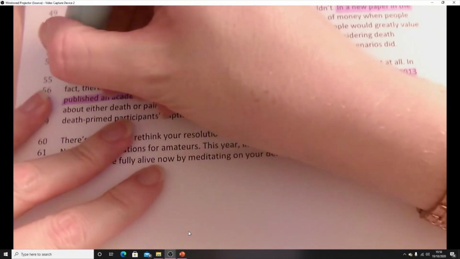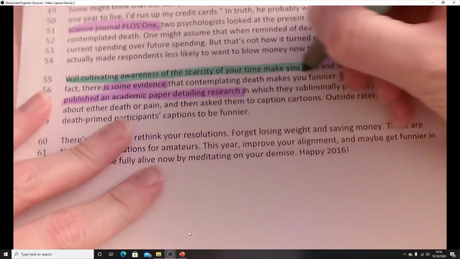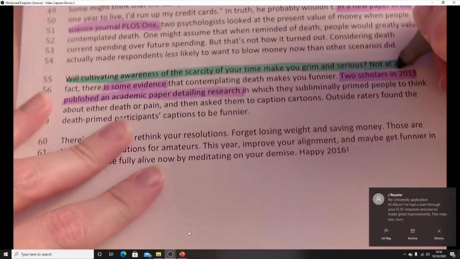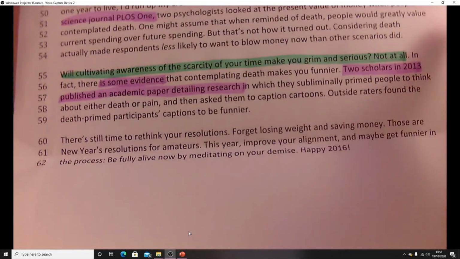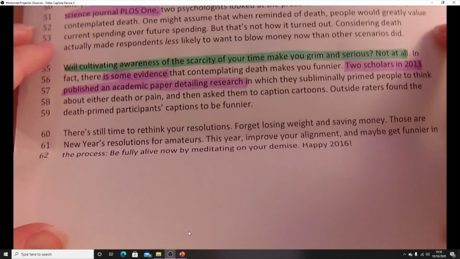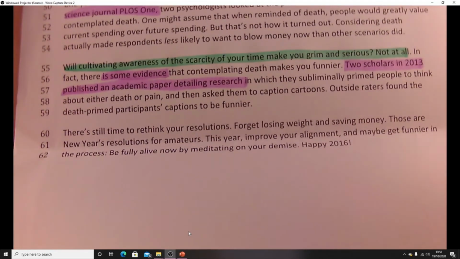So I'll probably go for this bit here, because his attitude is almost that we would consider this practice to be quite a serious and grave topic, but actually contemplating death doesn't make you that at all. So that might tie in quite nicely to the idea of his attitude and his thoughts.